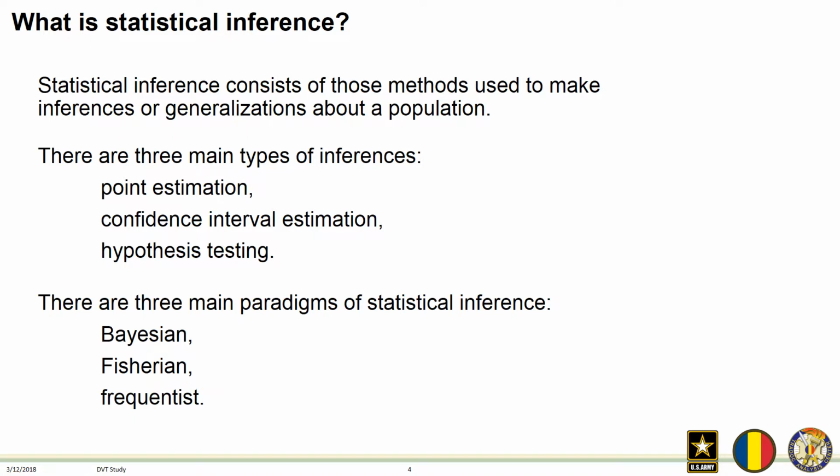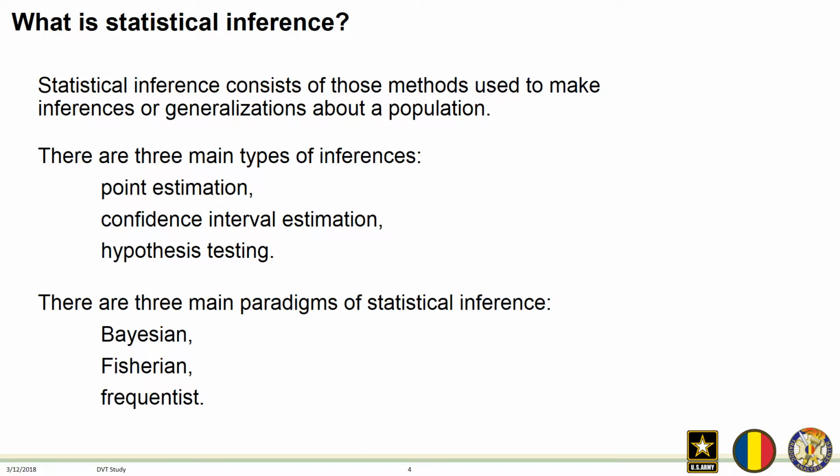Statistical inference consists of those methods we use to make generalizations about a population parameter. There are 3 main types of inference: a point estimation, which uses a single value to estimate a population parameter; a confidence interval, which we hope contains the population parameter; and hypothesis testing, which sets up specific hypotheses about the parameter.